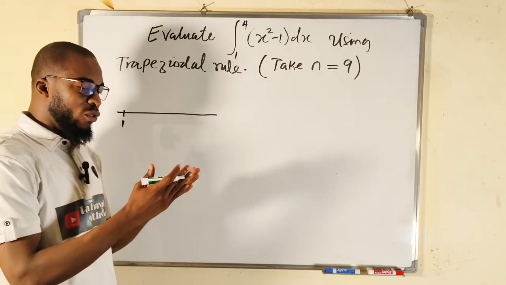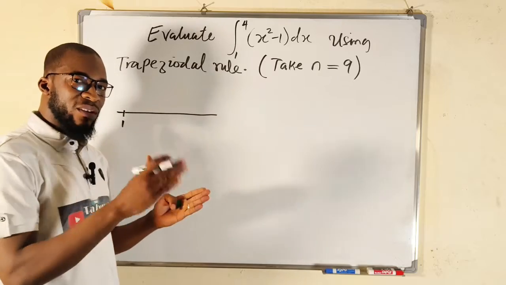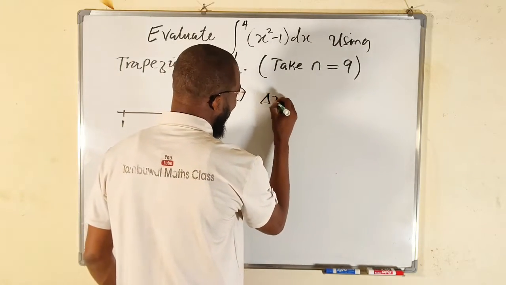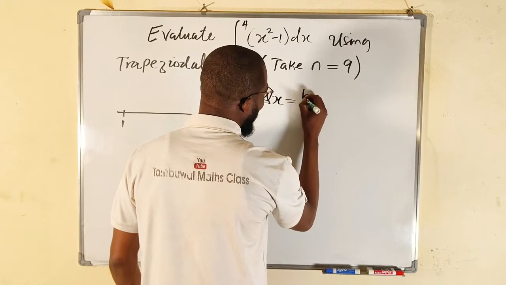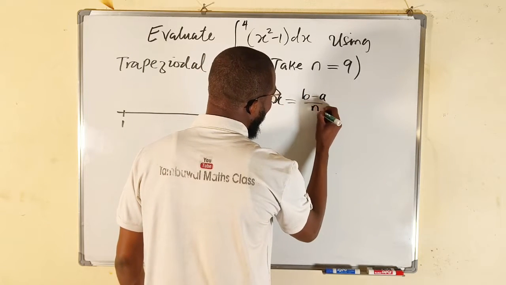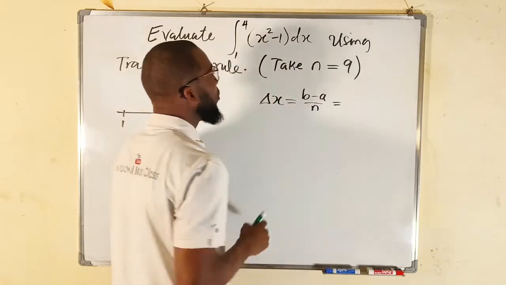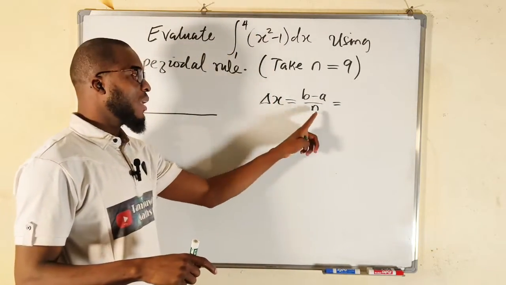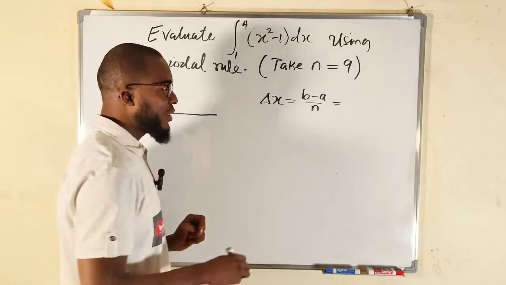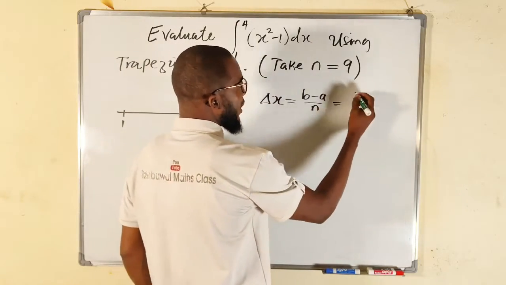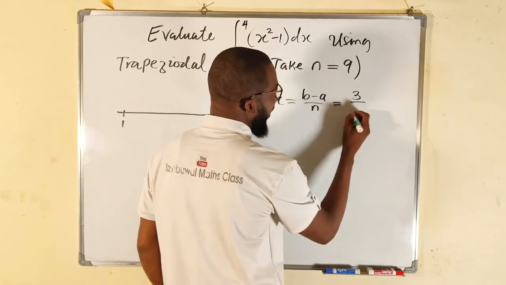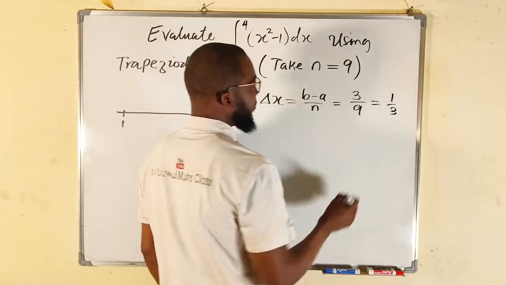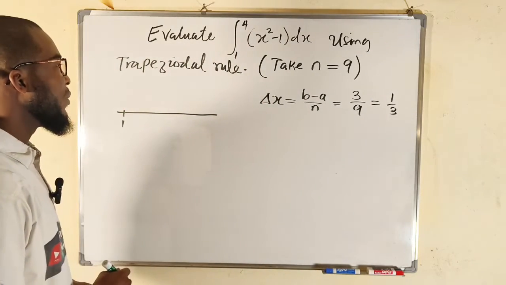But we need to know the width of every single trapezoid. And to do that, we have to find delta x. Delta x is equal to b minus a divided by n. And this is equal to, b is the upper limit, 4, and the lower limit is 1, then n stands for the number of trapezoids. So 4 minus 1 is 3, divided by n, which is 9. And this is, in the lowest term, 1 divided by 3. So the width is 1 divided by 3.